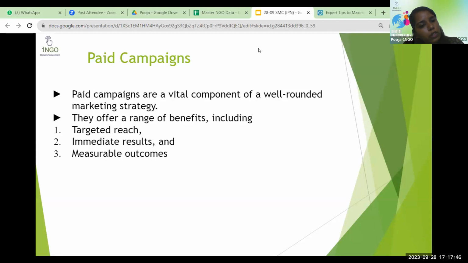Why do they use this? To raise funds, promote awareness, or encourage volunteer participation for their causes. Regular monitoring is required here, and optimization is also helpful to maximize the impact of these campaigns while staying within the budget. You should have a set budget, a definite target audience, and the ads that you create should be eye-catching. So this is about paid campaigns.